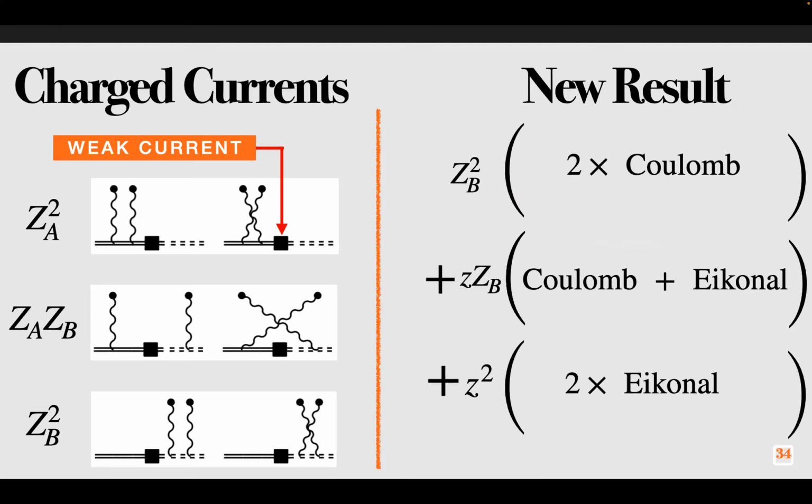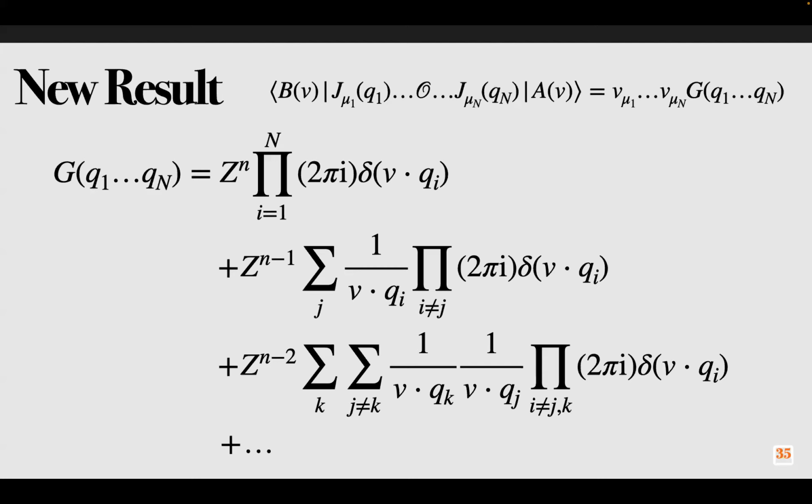And in fact, on the next slide, so in words: 2 coulombs, a coulomb and an eikonal, and 2 eikonals. Okay. So for the mathier people who would rather see a real formula of what this looks like, this is a statement. I have some matrix element between a state A with 4-velocity V going to a state B with 4-velocity V. I've written a time-ordered product, Fourier transformed, in this shorthand notation. All of the Lorentz structure will just be these 4-vectors V^mu. They'll just come out. And there'll be this scalar function, g of q1 to qn.